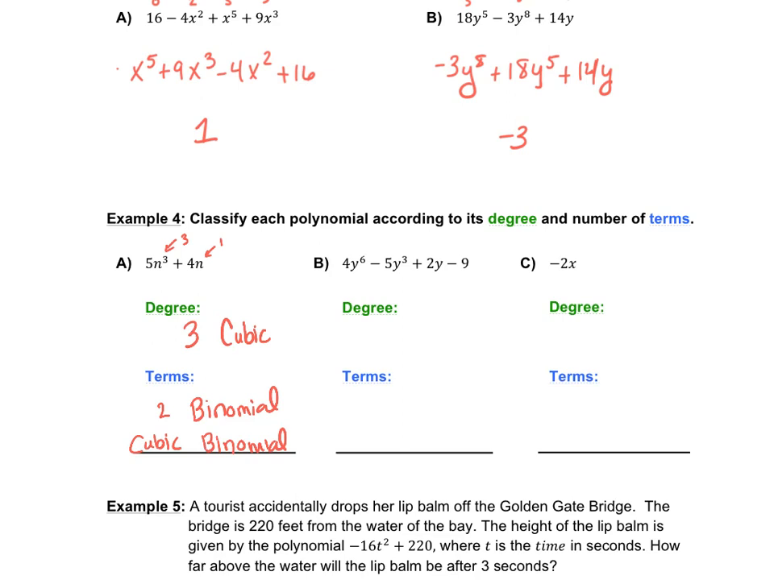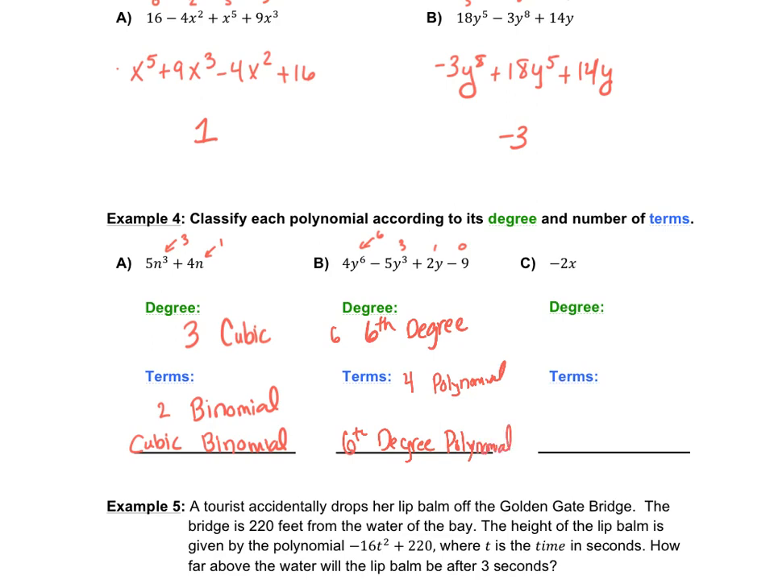Okay, and then we have here a degree of 6, 3, 1, and 0. So the highest degree is 6. That would be a 6th degree polynomial, and the terms, there are 4, so 4 or more is a polynomial. So this is a 6th degree polynomial.